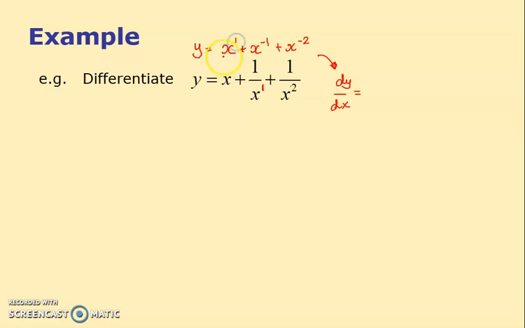X really means x to the 1. Move that to the front, it becomes 1. Knock off a power, it's x to the 0. And I think I said before, if you ever get an expression like y equals 8x, when you differentiate it, it always just loses the x. It just becomes 8. So here it just becomes 1. The minus 1 comes to the front, and I knock off a power, minus 2. The minus 2 comes to the front, knock off the power, minus 3.